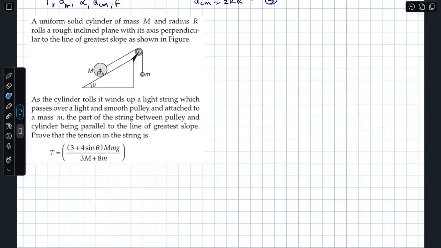Let us take the free body diagram of this system. I think there is a mistake in the diagram. That's what I am seeing.